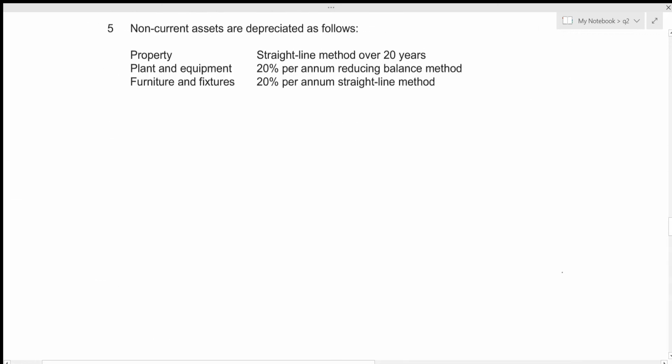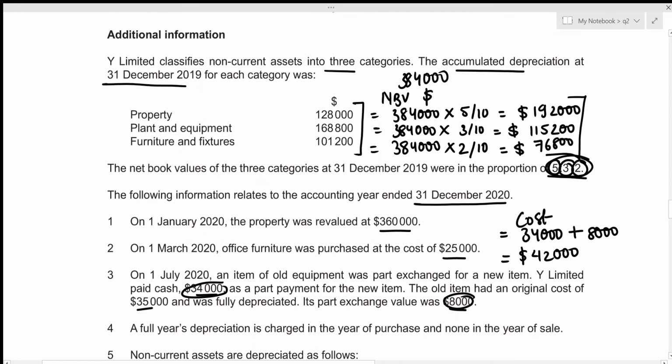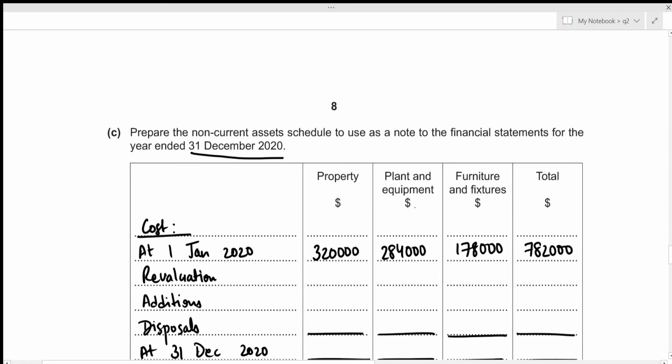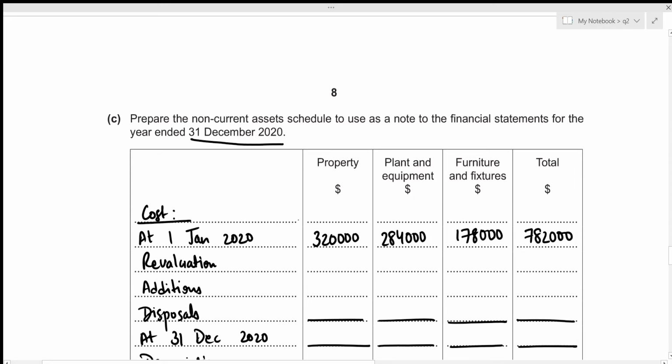Okay, now let's have a look above again. On 1st January 2020, the property was revalued at 360,000. Okay, and we can see that its actual cost was 320,000 and now we are revaluing it to 360,000, which means that there is definitely revaluation upwards. Let's figure out the revaluation amounts. That's 360,000 minus 320,000, which results in the revaluation amount to be 40,000. So we need to record this amount under revaluation right here. So that's going to be 40,000 for property.